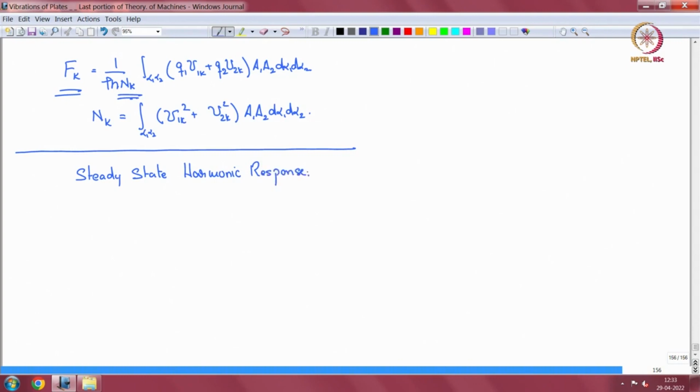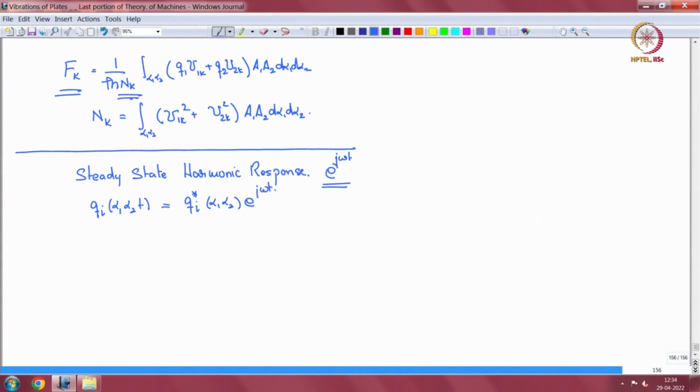Steady state harmonic response. That means the forcing is a single frequency at omega. So, this is the time dependence term. Earlier the forcing was a function of alpha 1, alpha 2 and time. Now it becomes Qi star alpha 1 alpha 2 e to the power of j omega t.